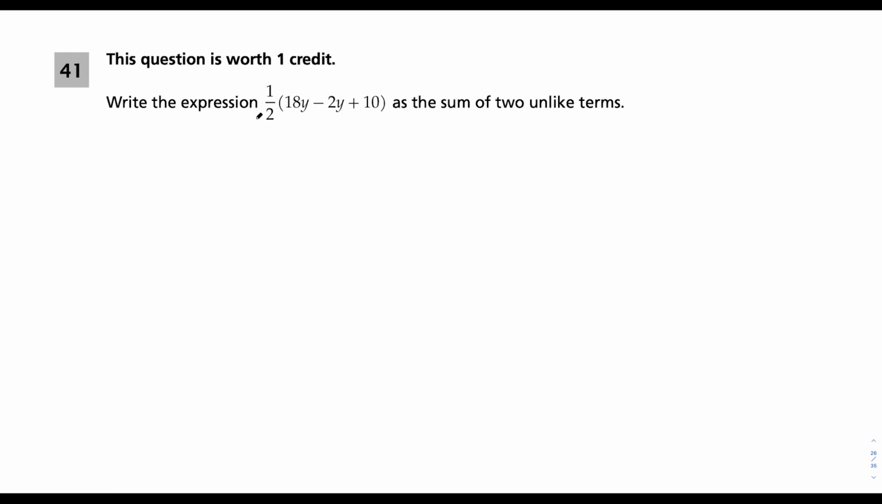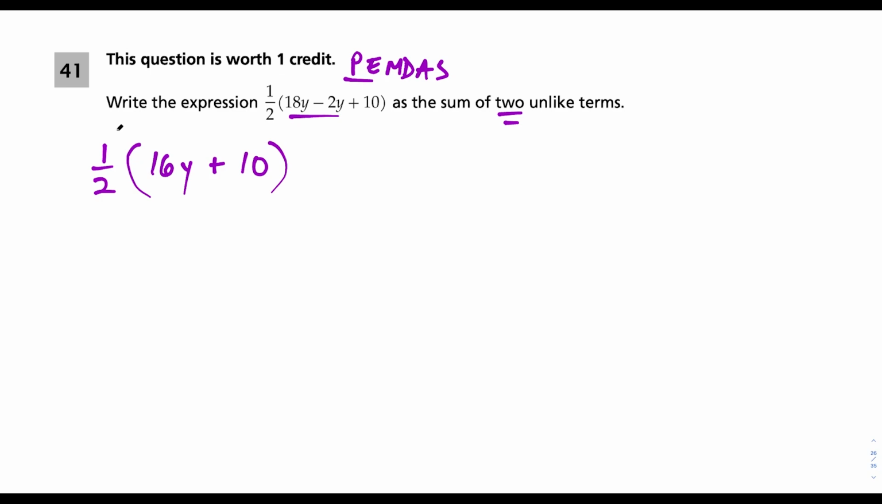So question 41, we want to write this expression as the sum of two unlike terms. What we could do here is take this expression and combine like terms on the inside, because that's inside the parentheses. When we look at order of operations, this tells us we can look at parentheses and exponents first. So we're going to look inside the parentheses and combine these like terms. 18y minus 2y is going to give us 16y, since we're just subtracting the coefficients, the numbers in front. 18 minus 2 is 16, and we just tack on the y, and the plus 10 just follows along.